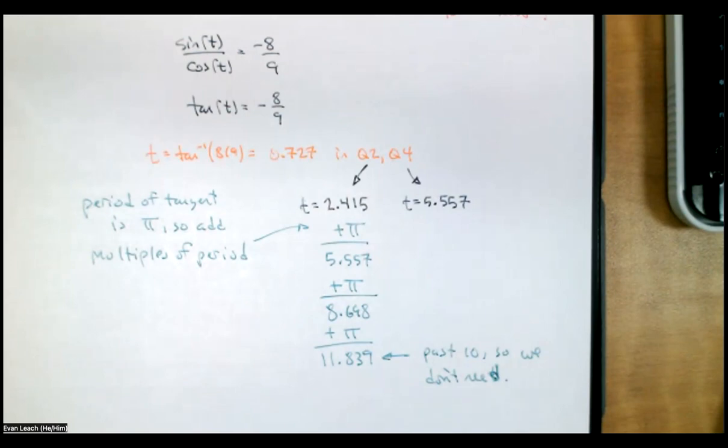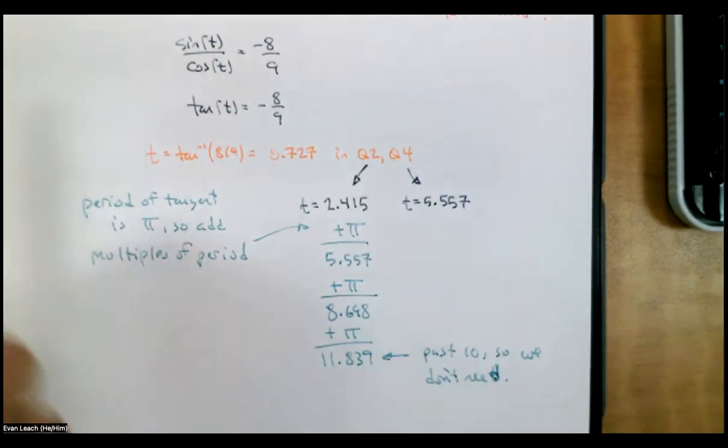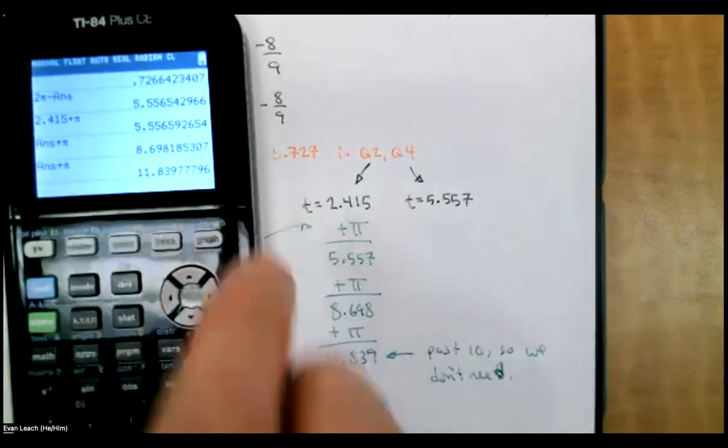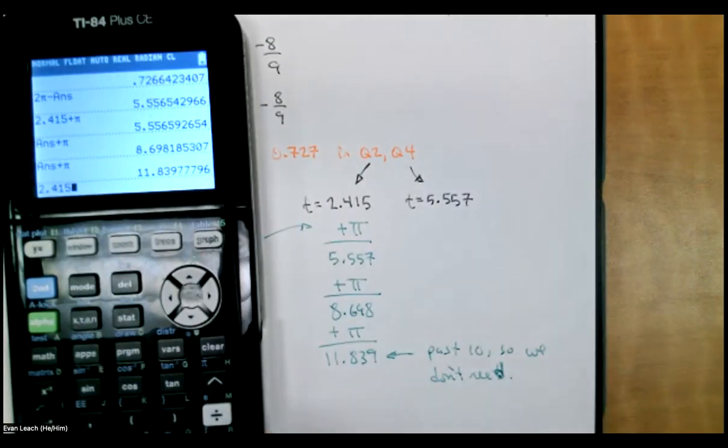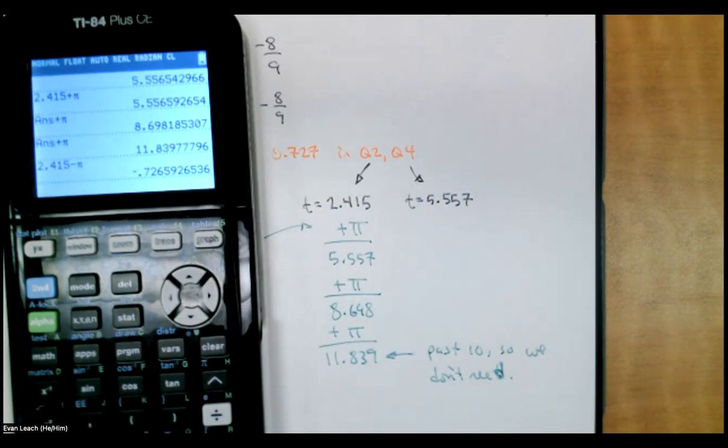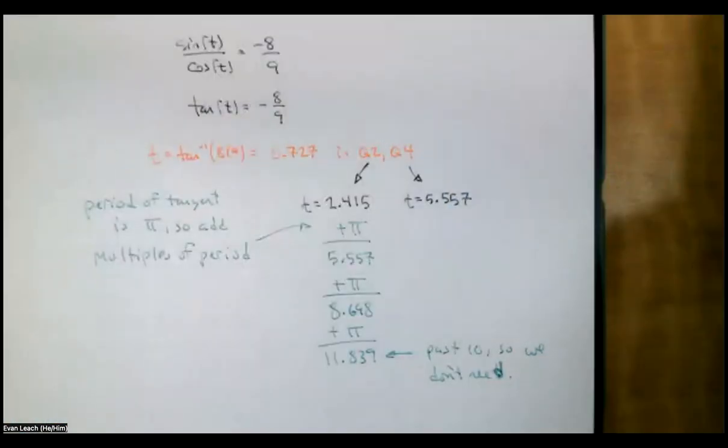There was an answer that came before the 2.415, but if I take the 2.415 and subtract pi, that happened before 0, so we don't care. We only need the values of t that'll happen between 0 and 10.